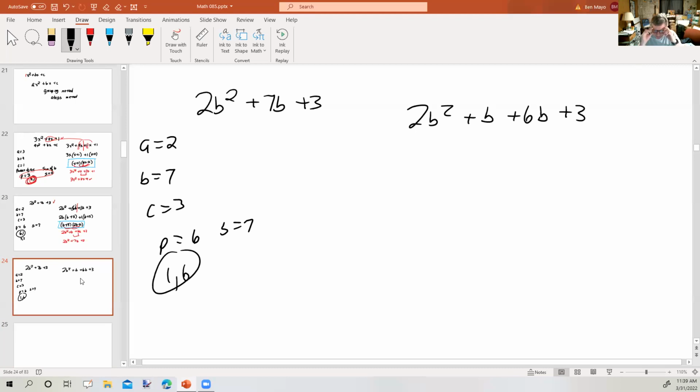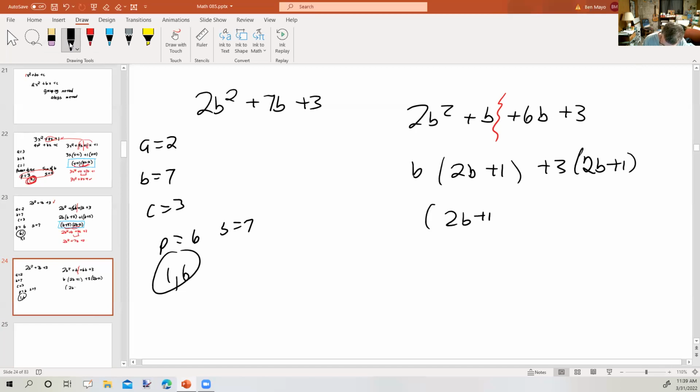Will that work? How will that affect the answer? Well, let's take a look. Factoring by grouping. Greatest common factor is b. Leftovers is 2b plus 1. So over here, the leftovers is 2b plus 1, and I need a plus 3 out front. So I get 2b plus 1 times b plus 3.